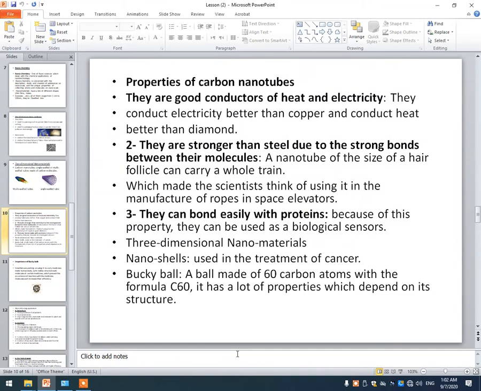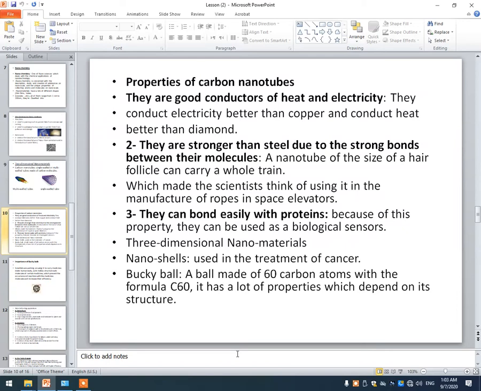Number one, they are good conductors of heat and electricity, and the conductivity of carbon nanotube is better than the conductivity of copper. The thermal conductivity of carbon nanotube is better than the thermal conductivity of diamond.